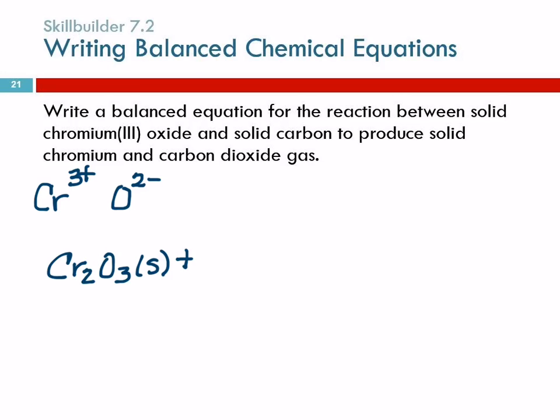Plus, what's our other one? Solid carbon. Well, carbon's an element. It says solid. Whenever we have an element, we have to ask ourselves, is it one of the 7 diatomic elements? Horses need oats for clear brown eyes. Clear is Cl, that stands for chlorine. Carbon is not one of them, so then its formula is just the element symbol. To produce, that's where the arrow goes.